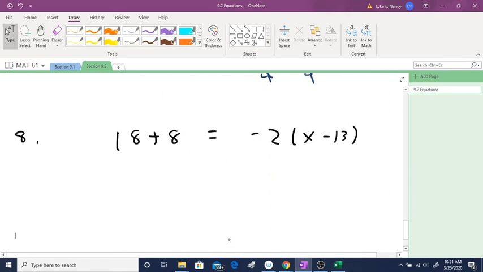Now finally, I've got another equation that is 18 plus 8 equals negative 2, then in parentheses, x minus 13. When I'm looking at the left side, 18 plus 8, we can add that up to give you 26.